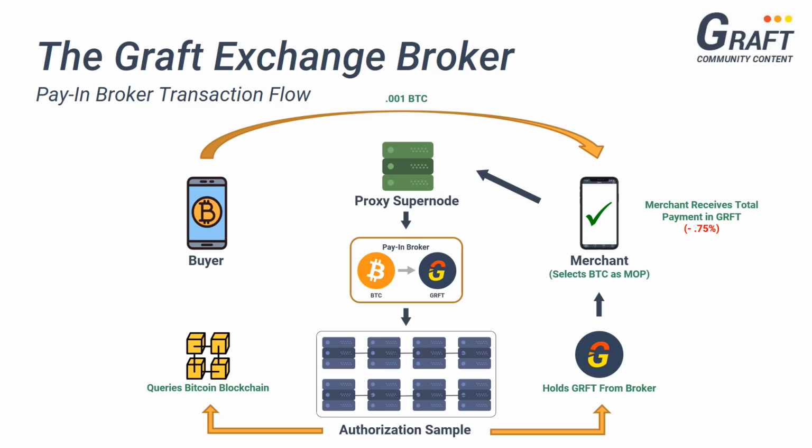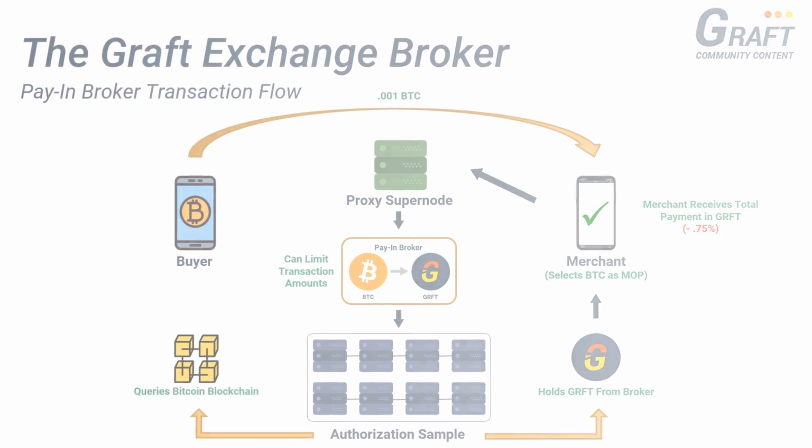This risk can be mitigated, however, by simply only allowing relatively small retail transactions. Since some cryptocurrencies have much faster confirmation times than others, the pay-in broker can choose to set a higher exchange limit for cryptocurrencies with faster confirmations.